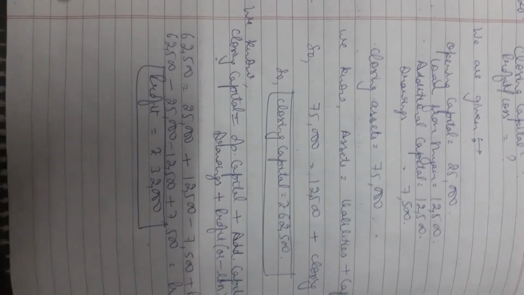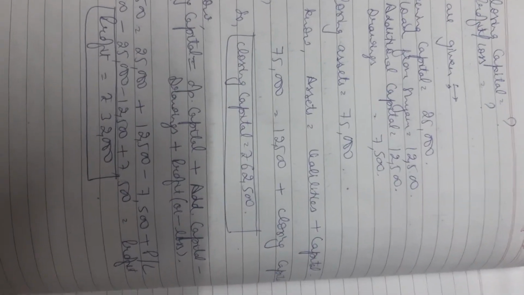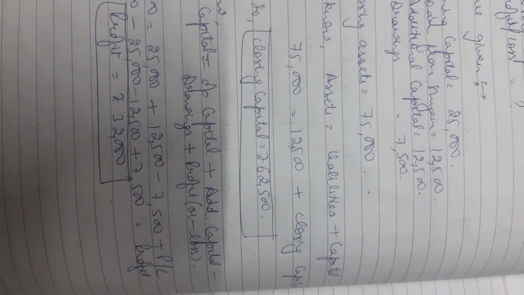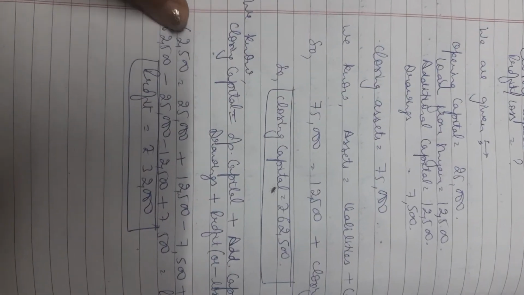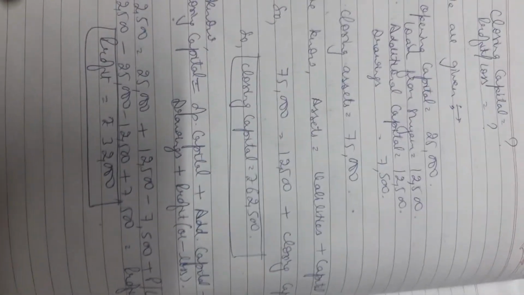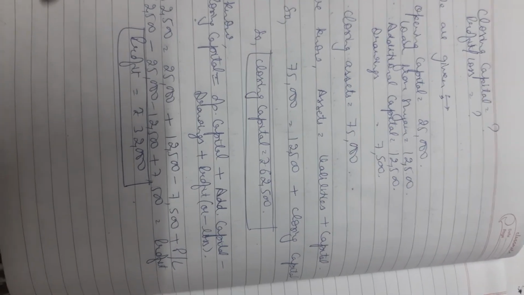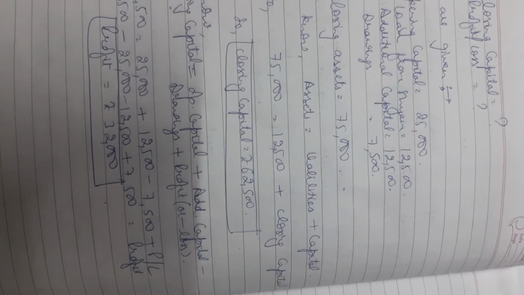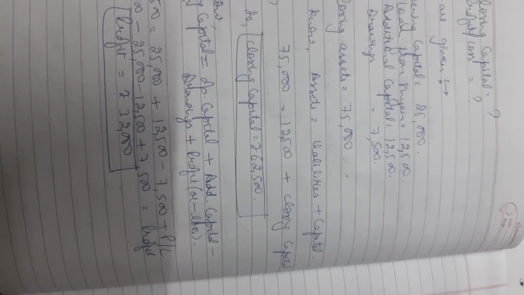Next, students, we know closing capital is equal to opening capital plus additional capital minus drawings plus profit in case we have profit, less loss in case we have loss. So we are given with the closing capital, that is 62,500. Then we are given with opening capital 25,000, additional capital 12,500, drawing 7,500. Add profit or deduct loss. Now we are given everything except profit or loss.